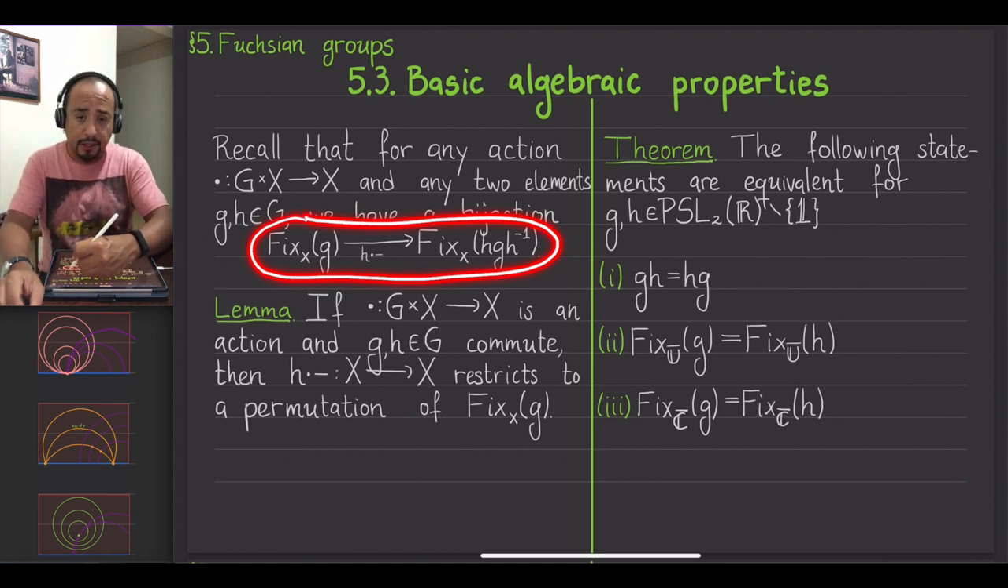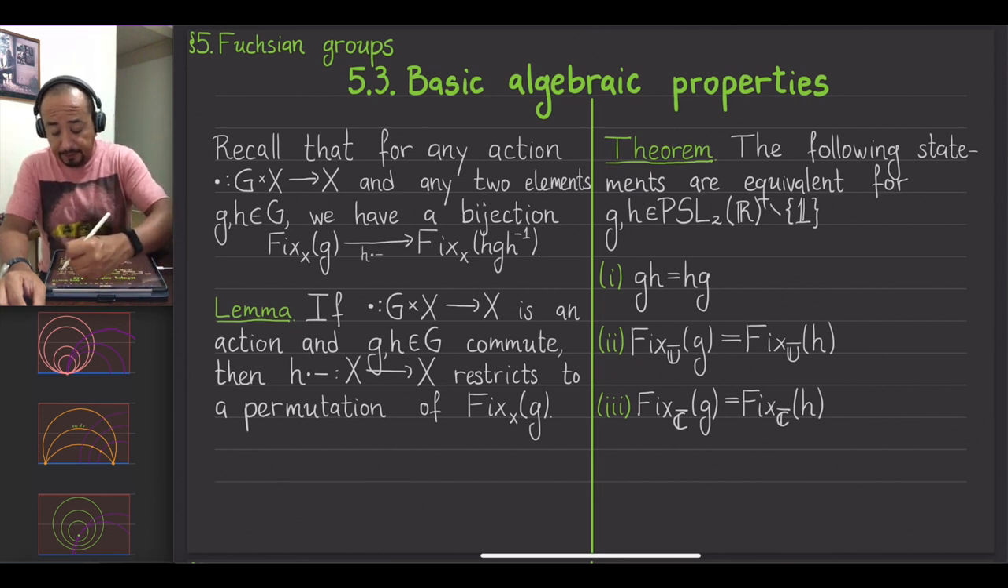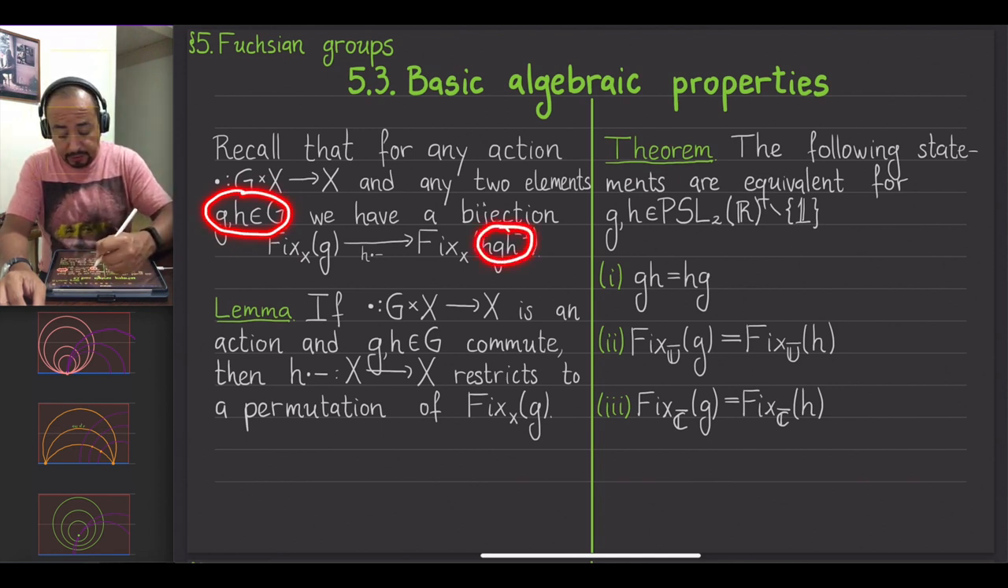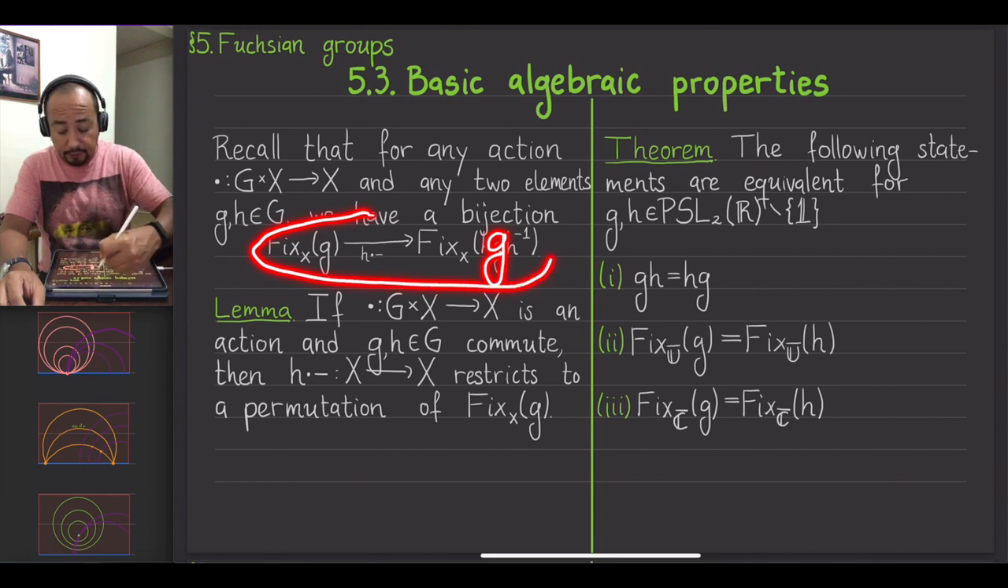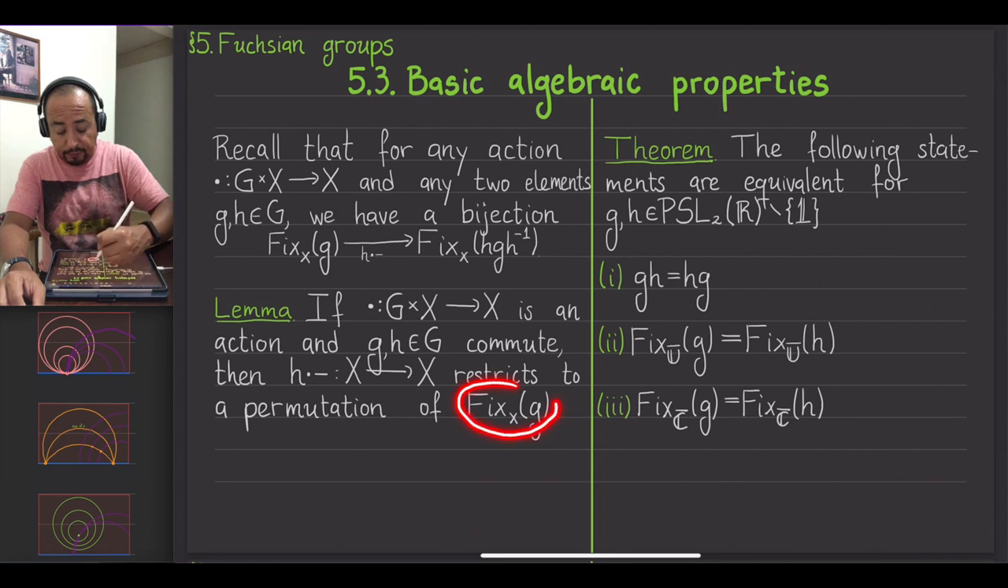Okay, so this I left as an exercise some time ago, and from this fact we see that if G and H happen to commute, so that this conjugation is actually equal to G, what happens is that H, which commutes with G, restricts to a bijection, to a permutation of the set of fixed points of G, right? Which is what I state here in this lemma. So if they commute, then either of them restricts to a permutation of the set of fixed points of the other element.